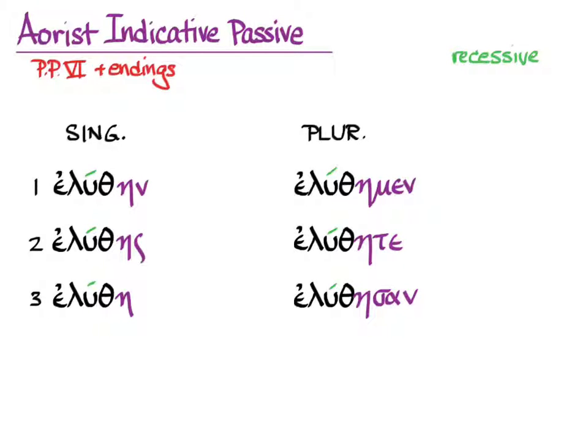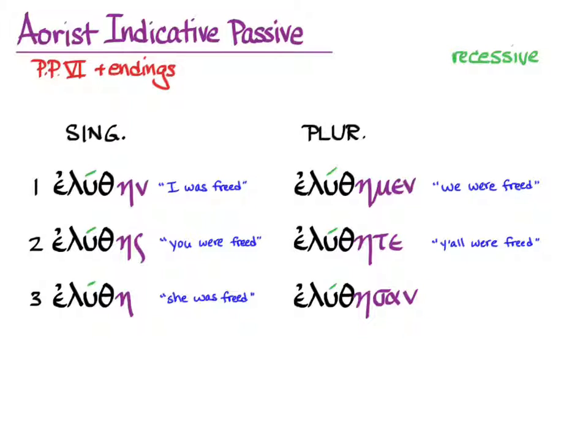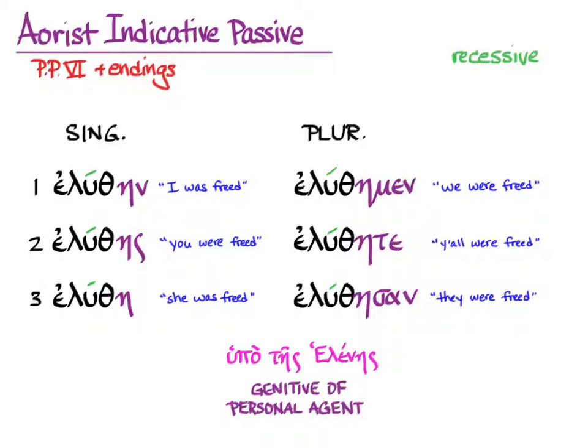Here are all the forms, sixth principal part plus ending with recessive accent. Eleuthein, I was freed. Eleuthes, you were freed. Eleuthe, she was freed. Eleuthemen, we were freed. Eleutheta, y'all were freed. And eleutheson, they were freed. If you need to know by whom, you still make it a genitive of personal agent.